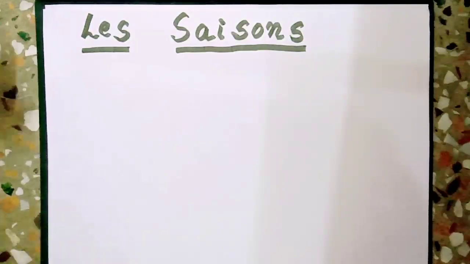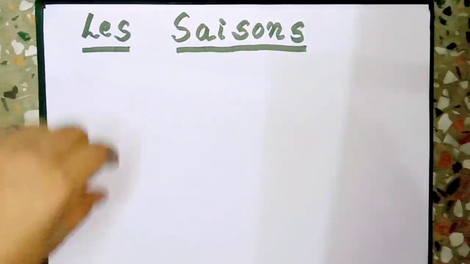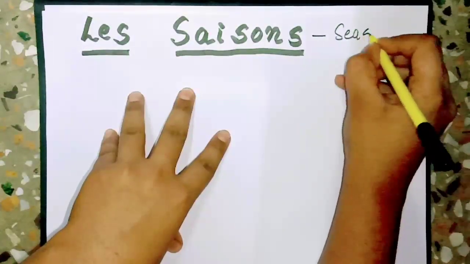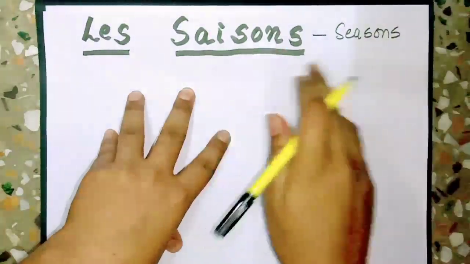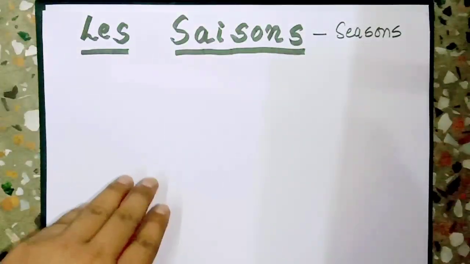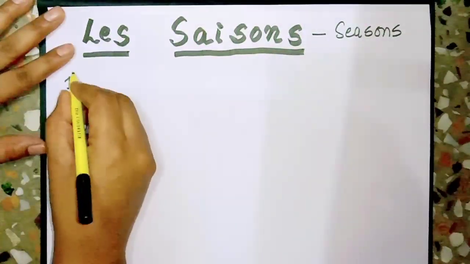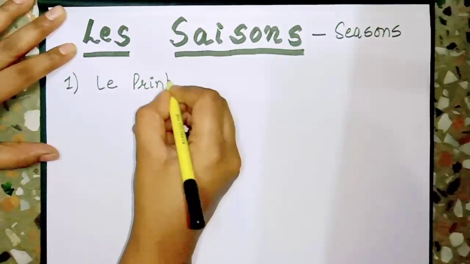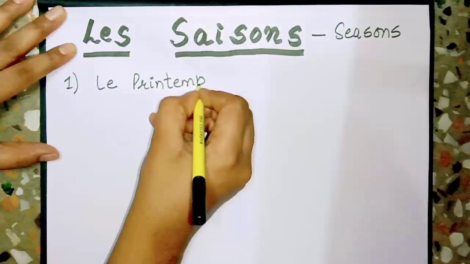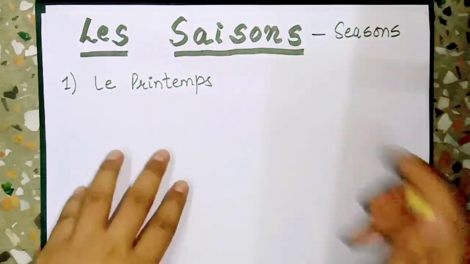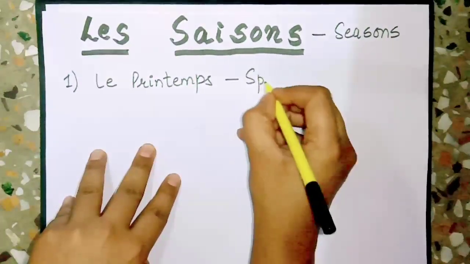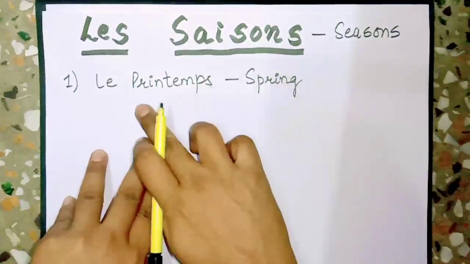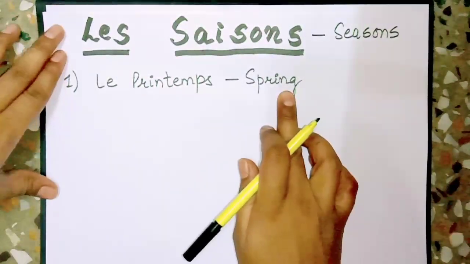Okay, so now we are learning les saisons. What are les saisons? Saison means seasons. So we learn how to say seasons in French. Les saisons. Okay. So the first season is le printemps. Le printemps means spring season. Okay. Spring.